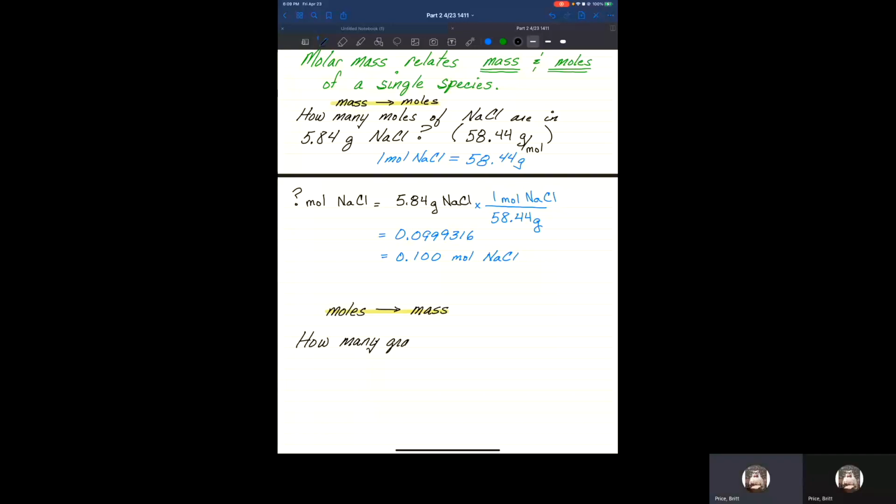How many grams of CO2, 44.01 grams per mole, contain 3.2 moles of CO2?